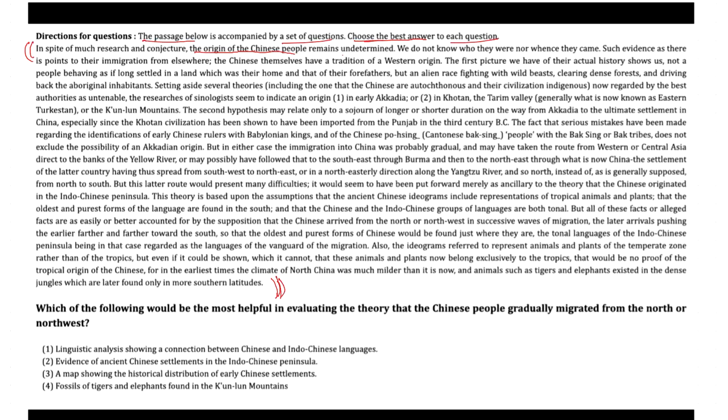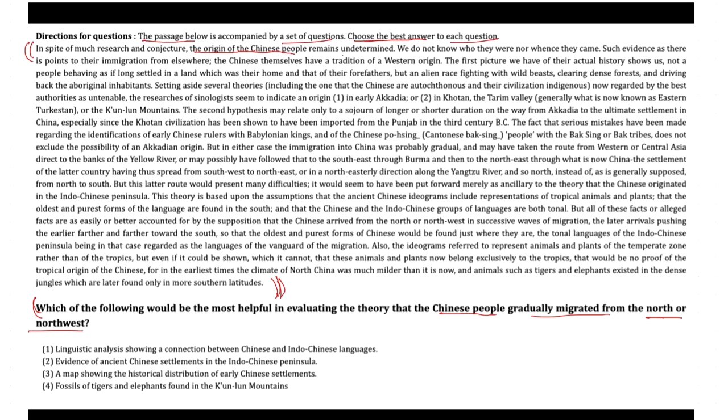Well, let's move to the question. It asks which of the following would be the most helpful in evaluating the theory that the Chinese people gradually migrated from the north to northwest. Helpful in evaluating the theory means providing support for the theory that the Chinese people gradually migrated from north to northwest. So look at the options.